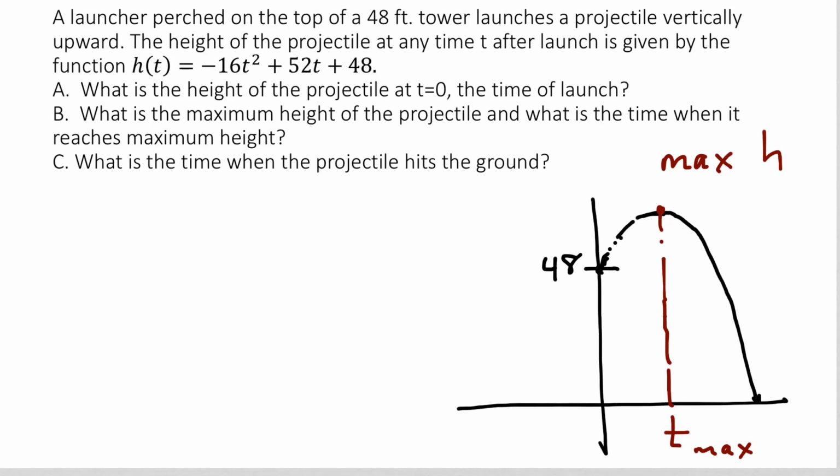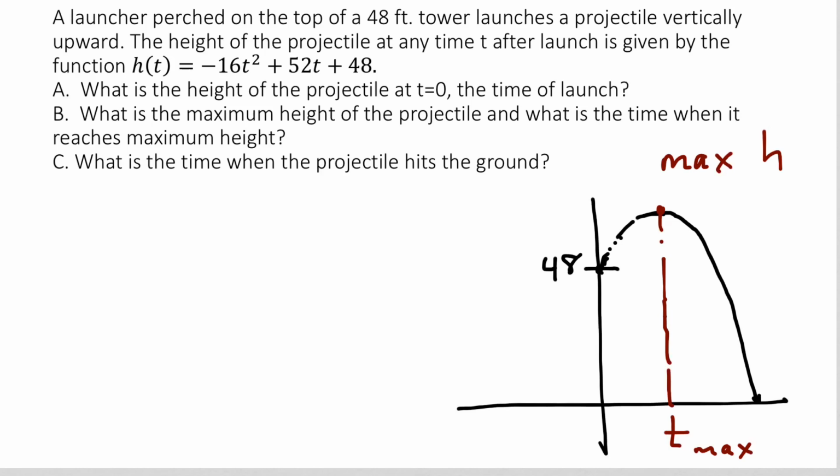So part B says, what is the maximum height of the projectile and what is the time when it reaches its maximum height? Well, you can see in the picture that that would be your vertex there, your highest peak, the vertex of your parabola. It's an upside down parabola. Hence, that is why you've got the negative in front of the 16t squared.